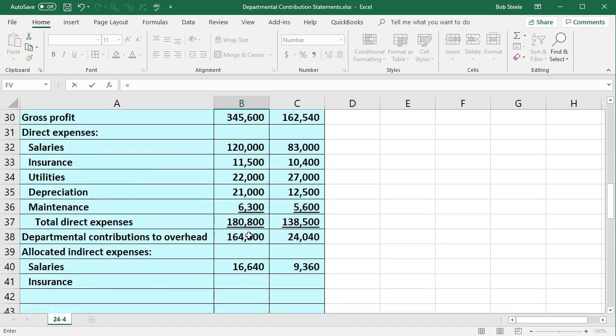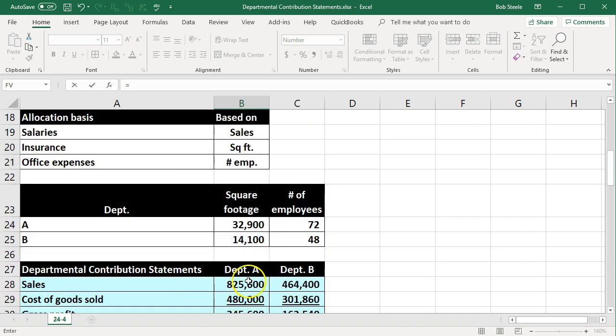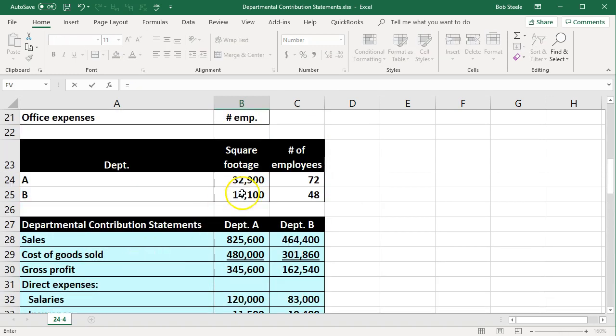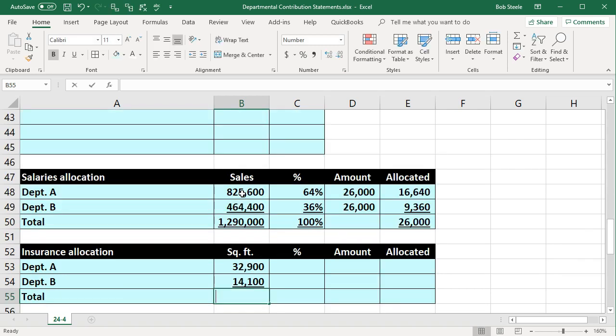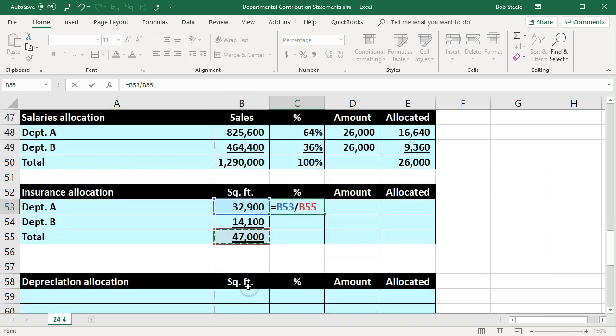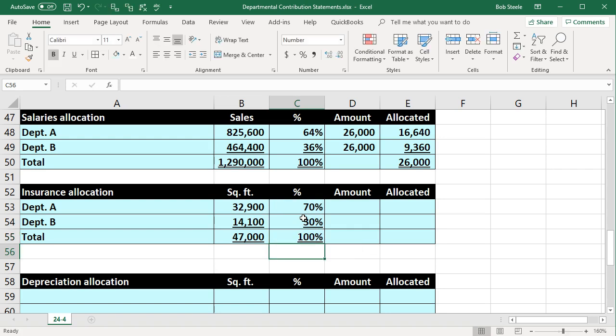So square footage is going to be equal to the square footage for A and the square footage for B. And then we'll just add those up, equals the sum, giving us the total square footage. Now we'll just use the ratio analysis again. What's the square footage of Department A compared to the total? So this equals the 32,900 divided by the 47,000, and enter. And for B equals the 14,100 divided by the 47,000, and enter. Then equals the sum of the 70 and 30, and enter.